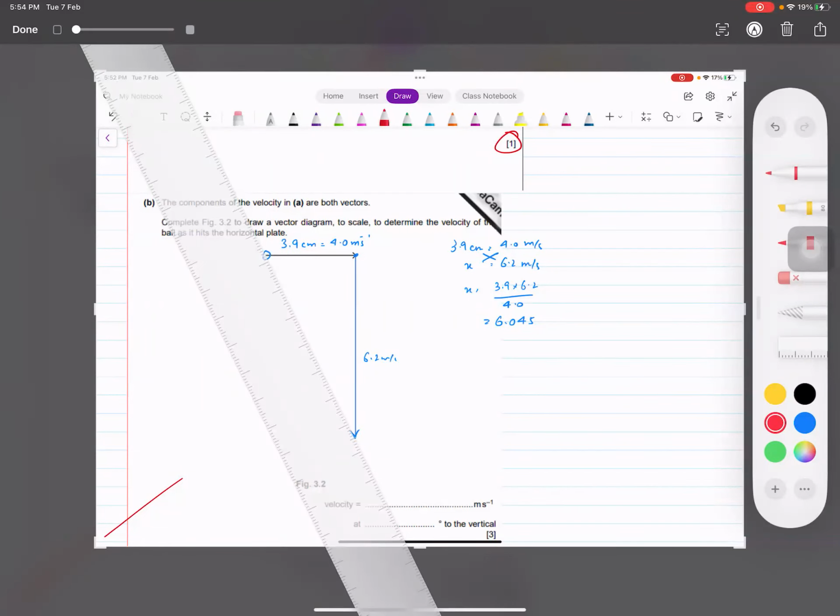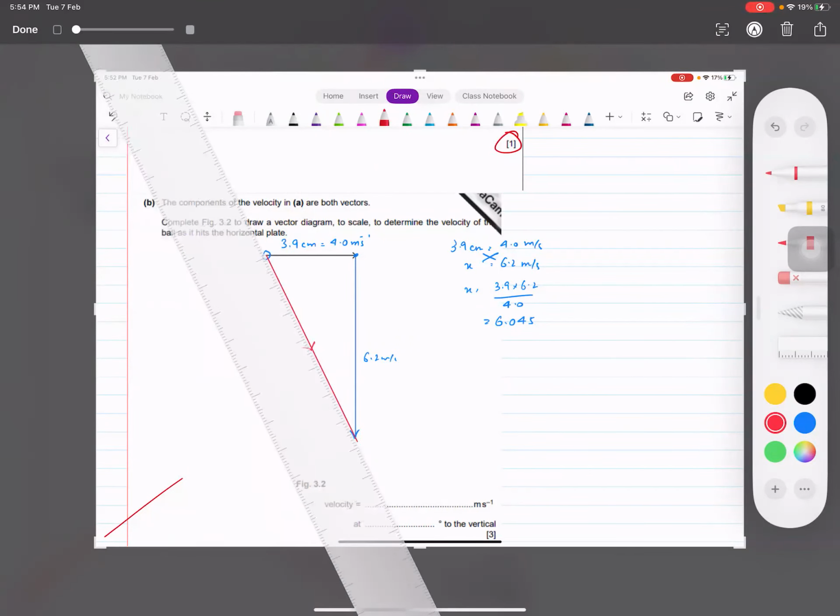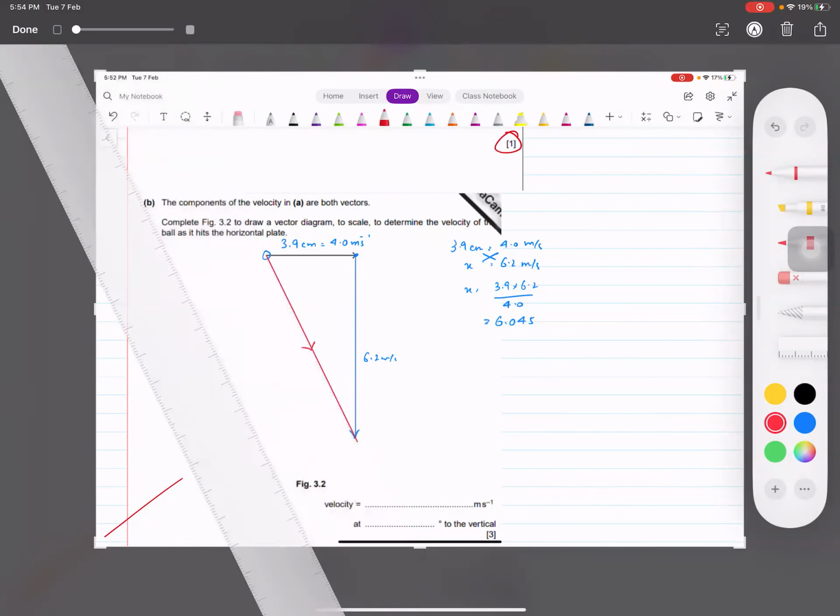Anyway, from start to end we're going to draw the resultant and measure it. So if you measure, it's 1, 2, 3, 4, 5, 6, 7, 8, then 1, 2, 3, 4, 5, 6, 7. So this is basically 6.7 centimeters. Then I'm going to say if 3.9 centimeters was 4, then 6.7 centimeters will be x. Cross multiply, please.